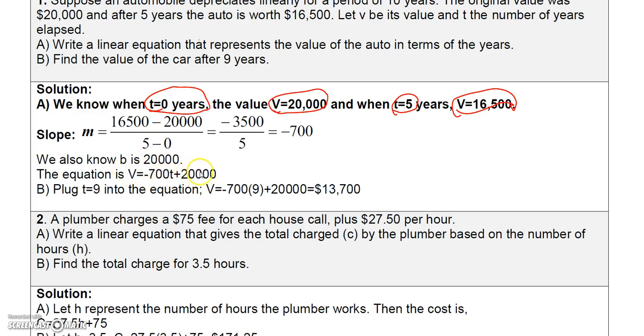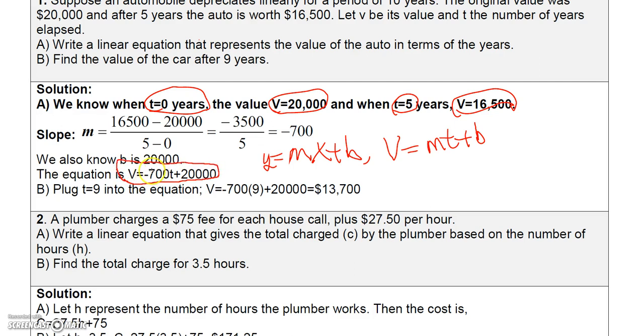And if you think of the equation in the form of y equals mx plus b, the only difference here is we're not using x and y, we're using v and t. So actually our formula would be v equals mt plus b. So in that case, since m is negative 700 and b is 20,000, our formula would be v equals negative 700t plus 20,000. And so that's the equation.